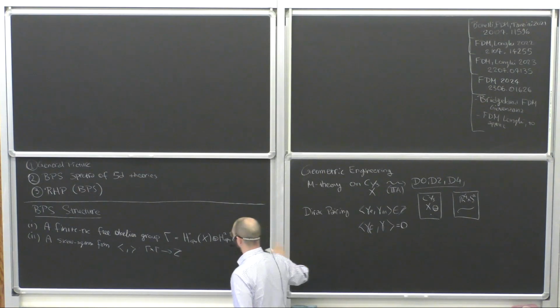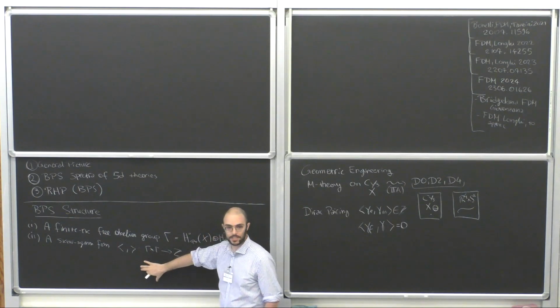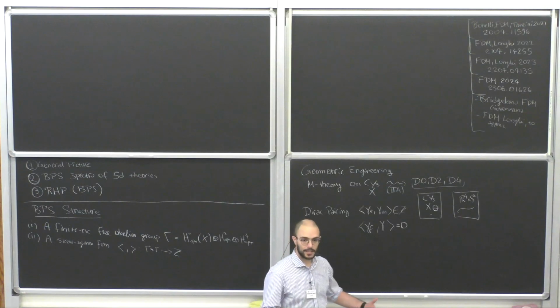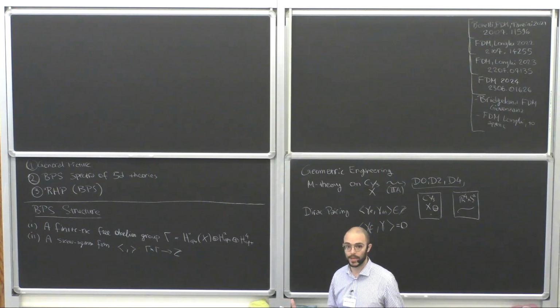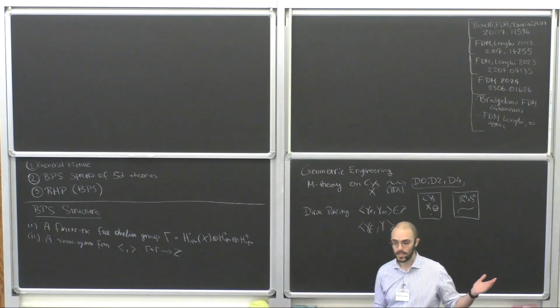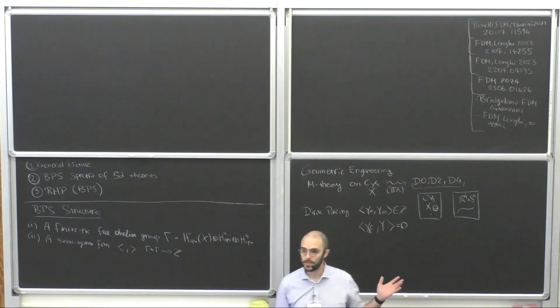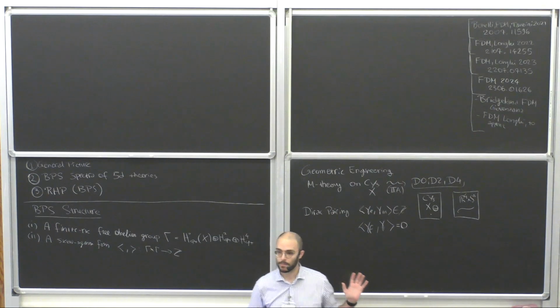So we have this skew-symmetric form, which is just the Dirac pairing physically, and mathematically is the antisymmetrized Euler pairing between sheaves. It was also discussed last week in the context of quivers by Marcus.